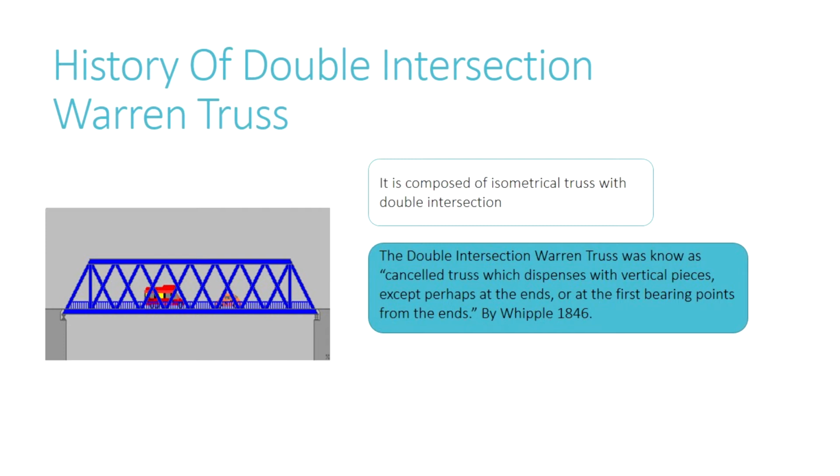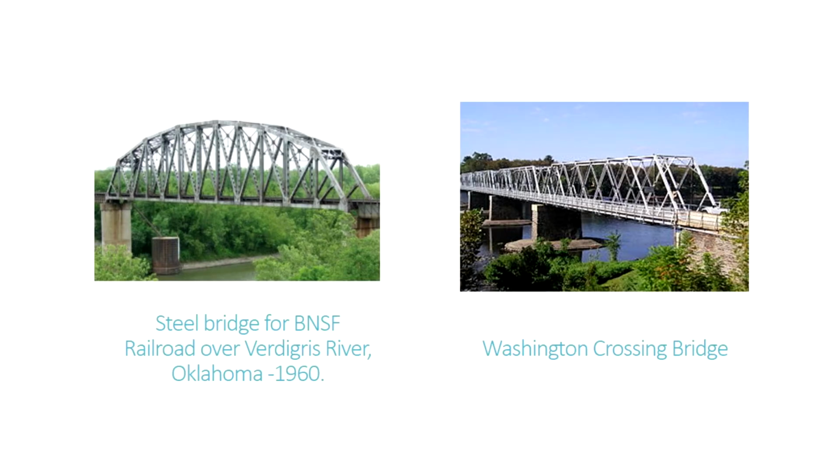at the first bearing points from the ends, by Whipple in 1846. These are the examples of double intersection Warren Truss Bridge. First, a steel bridge for BNSF Railroad over Verdigris River, Oklahoma in 1960. Next, this is the famous Washington Crossing Bridge.